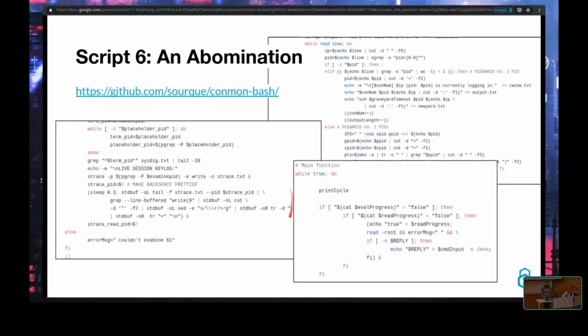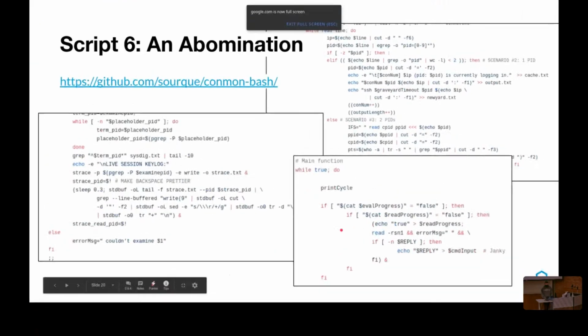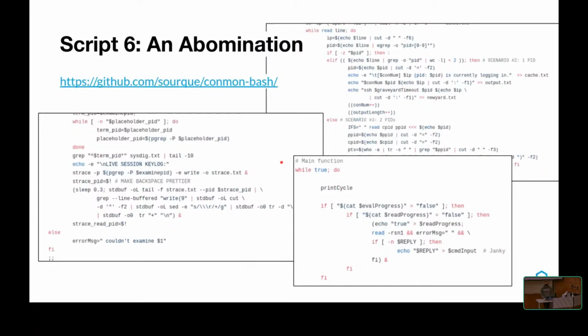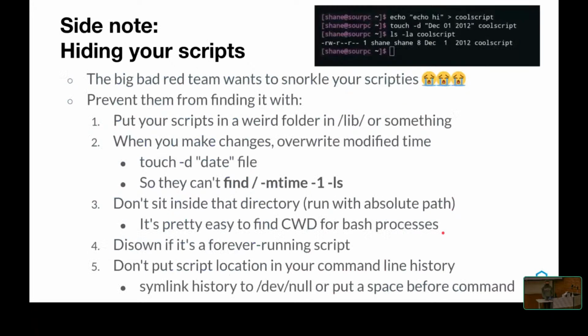And then script 6 is a script of mine that I wrote that shows that you shouldn't only learn bash. For a while, bash was the only programming language I knew, so I made a connection monitor where you could stalk people's connections and kill them and read their SSH output. And it was really bad. So here's what bash should look like if you've gone too far. So don't do that.